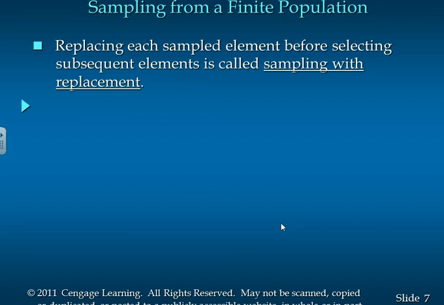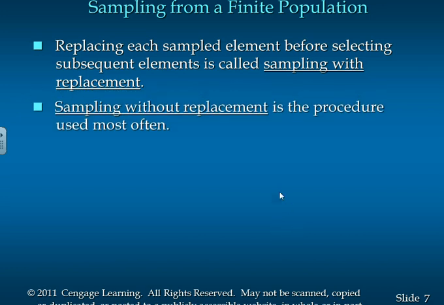So we're going to replace each sampled element before selecting subsequent ones. Alright, sampling without replacement. So I have a bag of marbles, and one of them is black, and 50 of them are red. I can sample and pull out one, and then I can sample another one without putting the other one back in. Or I can sample the first guy, put him back in the bag, and then sample again. So that's sampling with replacement, putting it back in the sample, versus sampling without replacement.